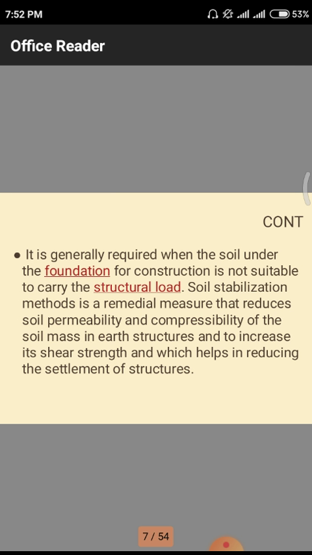It is generally required when the soil under the foundation for a construction is not suitable to carry the structural load. That means if the soil has very weak parameters like bearing capacity and compressive strength parameters, it will not be able to carry the structural load. In that particular case, definitely we have to go for soil stabilization. Normally soil stabilization is a remedial measure. That means it is a remedy.